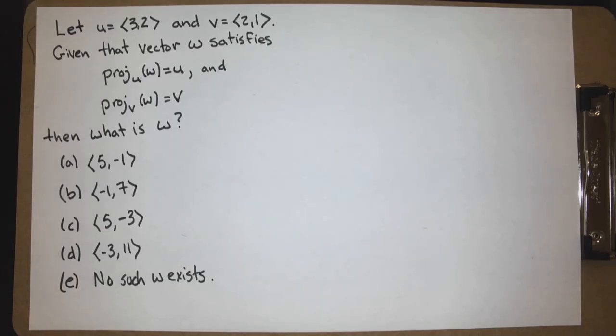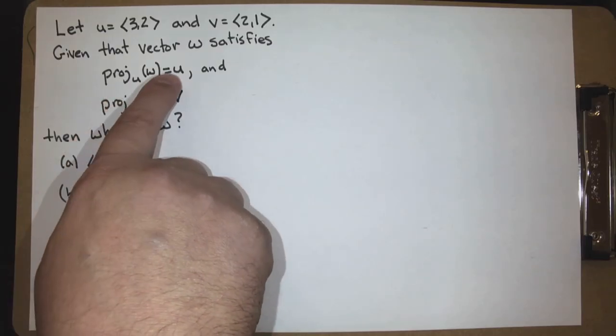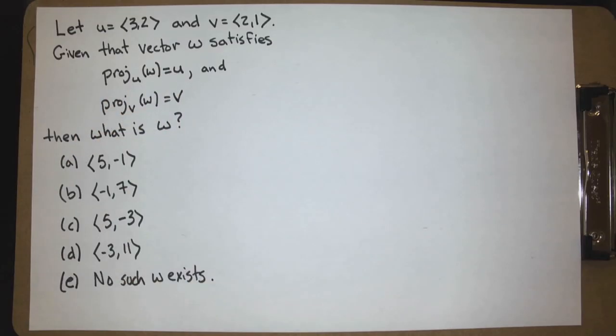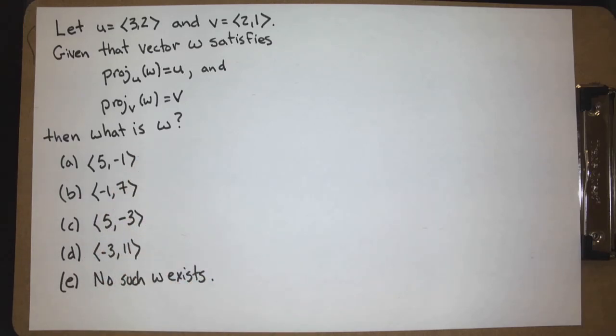Given that vector W satisfies: if I project W onto U, I get U, and if I project W onto V, I get V. Then what is W? There are some options here: (5, -1), (-1, 7), (5, -3), (-3, 11), or no such W exists.